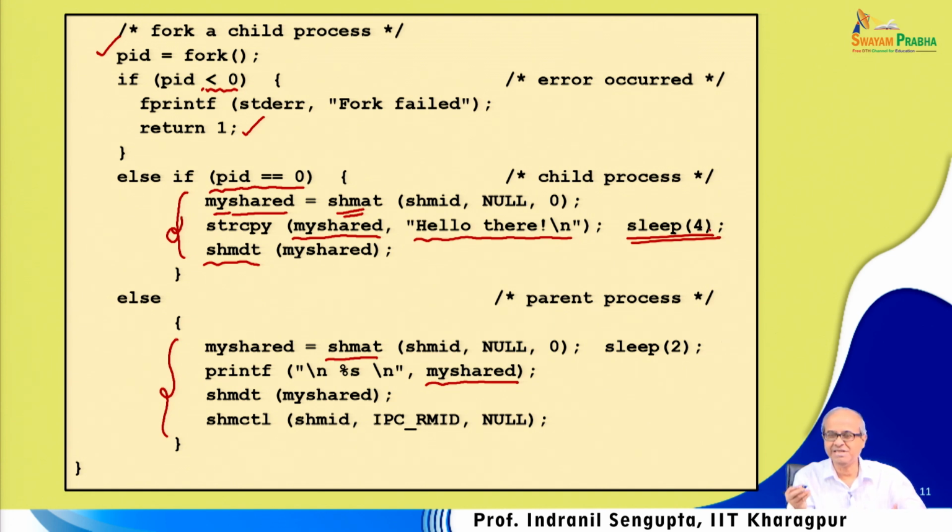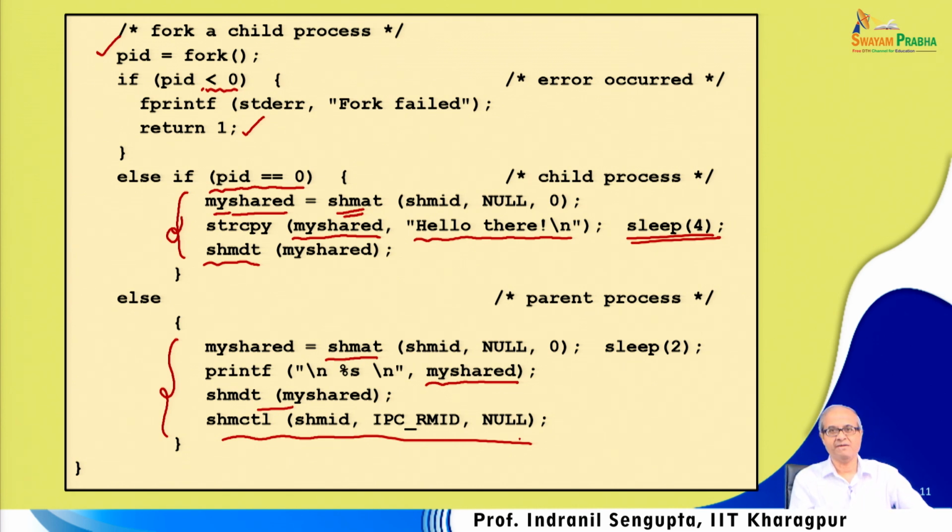Just you can change this time and see what happens. And here again it is printing, it is detaching, and finally, it is totally removing from the memory. This is a very simple example using shared memory, which shows how these 4 steps can be performed: creating a shared memory segment, attaching, detaching, and deleting.